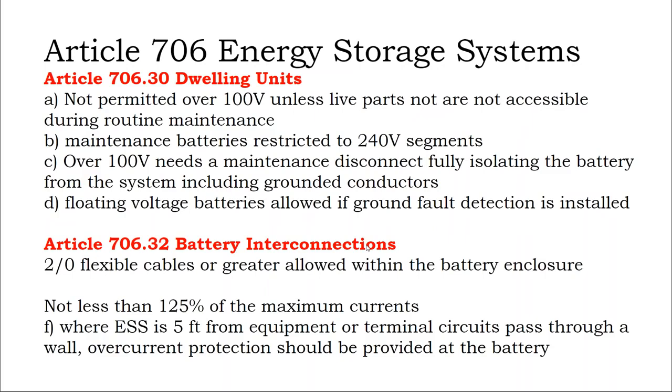All right, so dwelling units, not permitted over 100 volts unless the live parts are not accessible during routine maintenance. So if you get into high voltage battery banks, even within that locked storage room, you may need a partition if there's other routinely maintained equipment inside that room. This is kind of interesting. It says if you're building your own battery banks, then you need to isolate the batteries so that you break them down into 240 volt or less segments for maintenance.